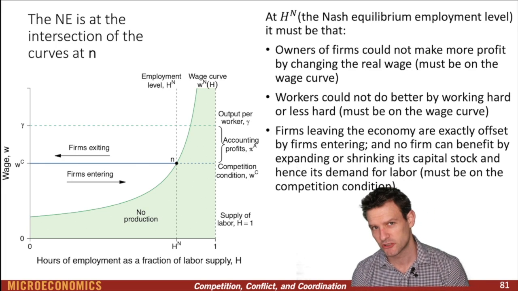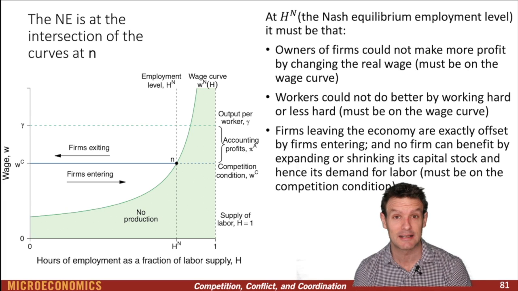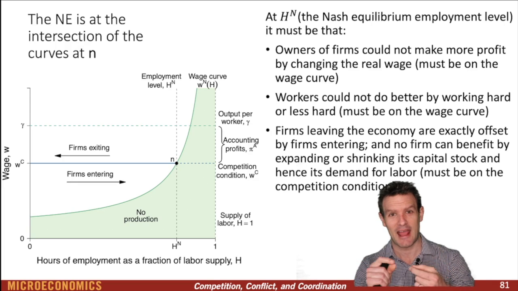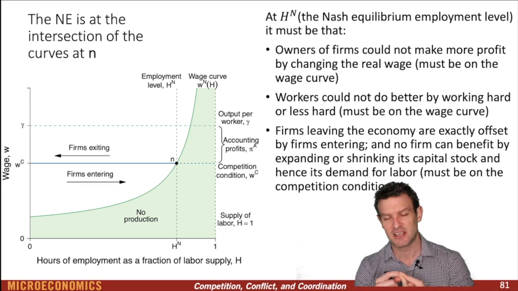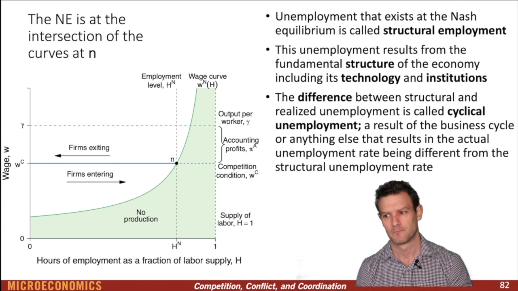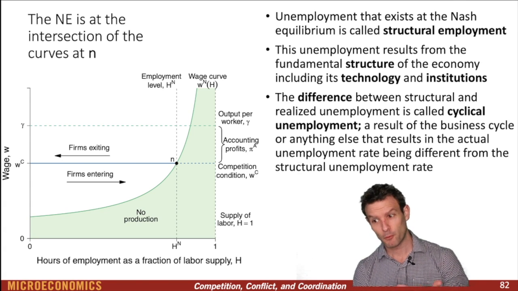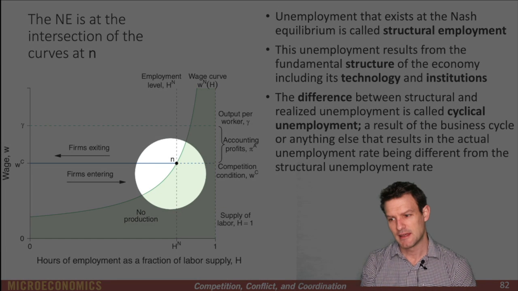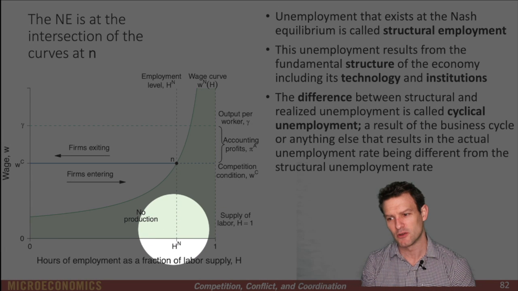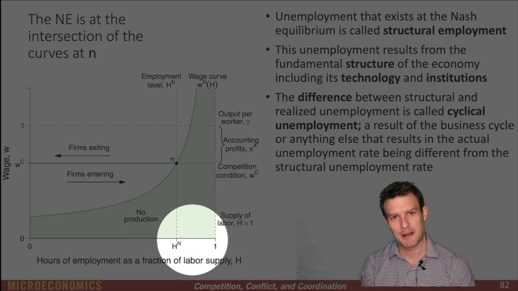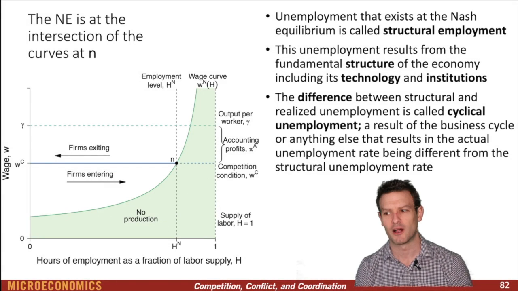So the competition condition and the wage curve together jointly determine what is going to be going on in the product market and the labor market as we bring the two together. That gives us our Nash equilibrium level of employment in the whole economy. So, importantly, what do we also notice? This Hn, the Nash equilibrium hours of hired, is less than 1. What does that mean? It means that there is structural unemployment.